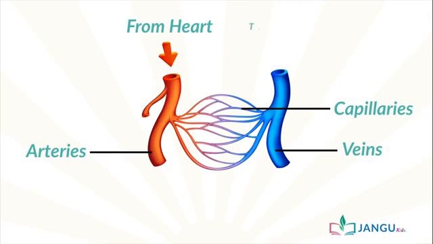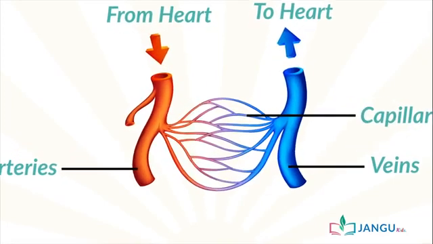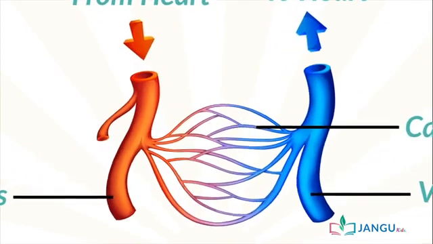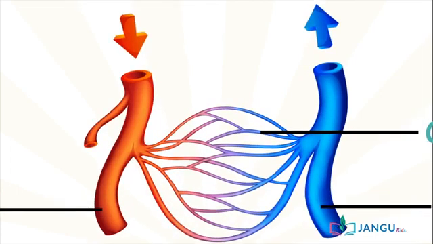Veins take blood back to the heart. The blood taken back to the heart is not rich in oxygen, but is rich in carbon dioxide. Capillaries are blood vessels that connect the veins and arteries. Capillaries are the smallest blood vessels.